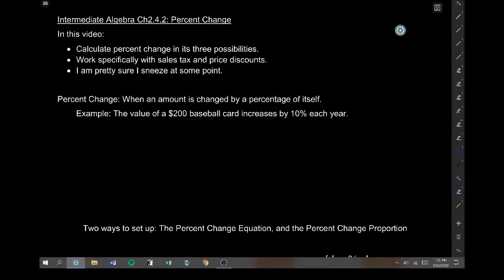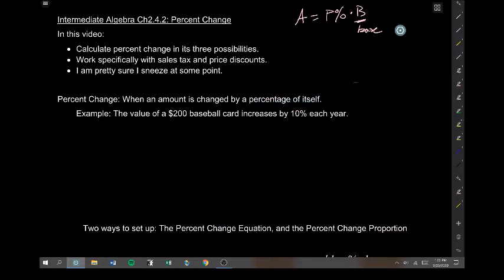Change today. Last video we talked about just percent of, how to find the percent of something. That was A equals P percent of B, where B is your base. Okay, that was our percent of last video. This time we do percent change. Percent change is when something is changed by a percentage of itself. That's the key. You have to identify the base and change it by a percentage of that.